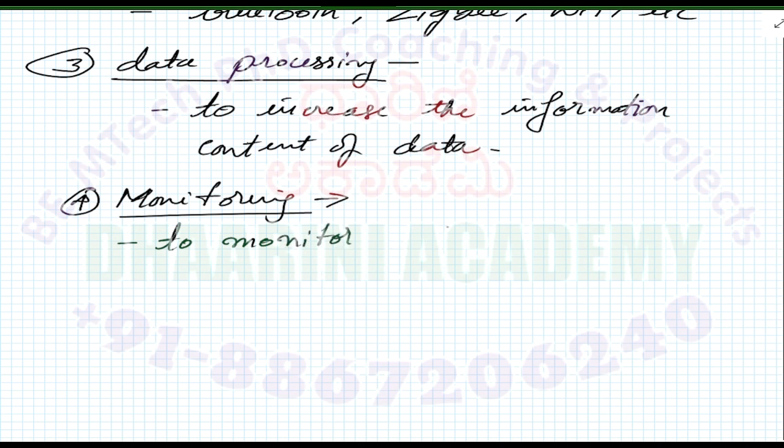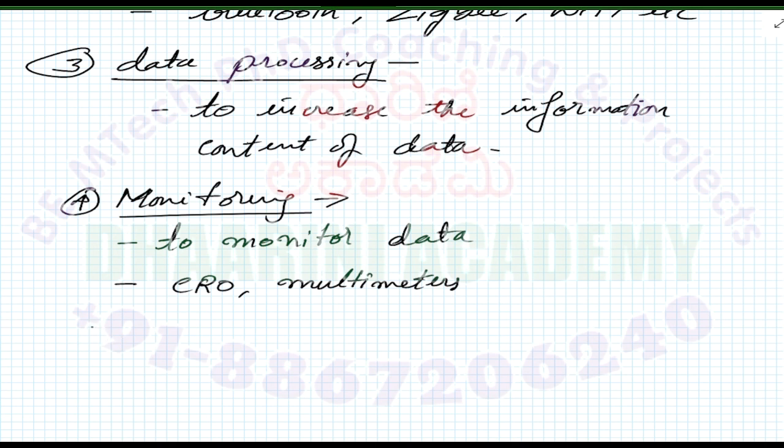To monitor the data, right? Under this category, we can see the CROs, cathode ray oscilloscope. You can also use the multimeters. And in labs we might have seen the logic analyzers, etc. All those things are again embedded systems, but they fall under this particular purpose of embedded systems. You try to monitor something.